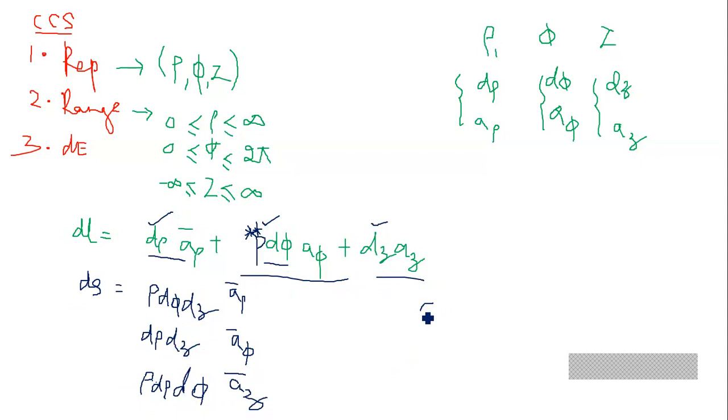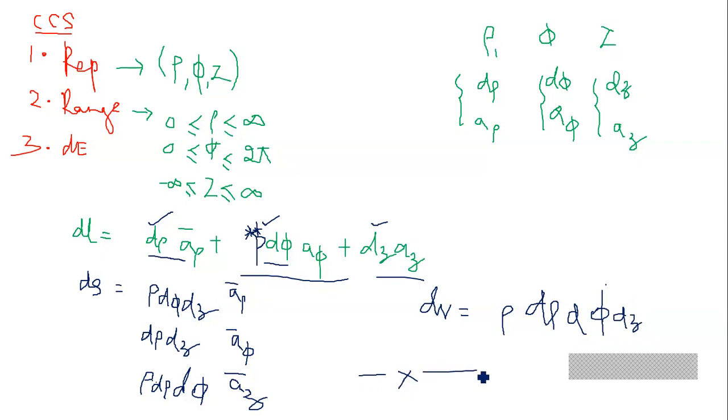Similarly, you want a value for the volume also. What you need to do is multiply all the differential elements except the unit vectors. Then what do you get here? Rho d rho d phi and dz. Done. That's it, friend. This is for the cylindrical coordinate system.